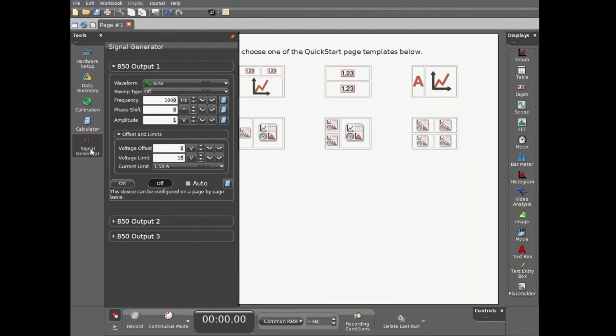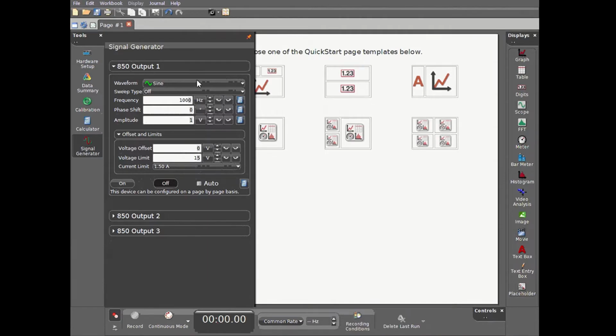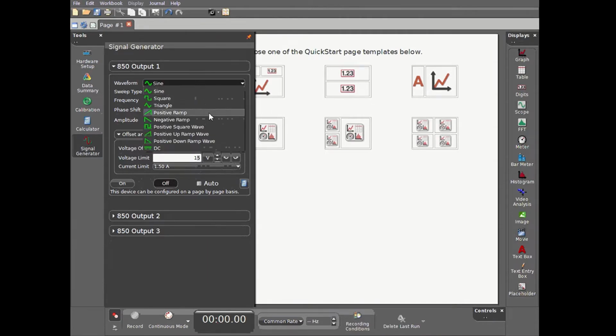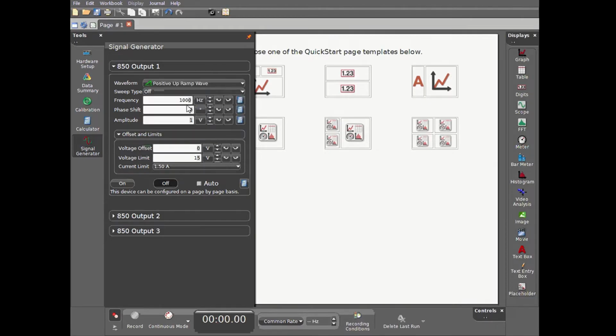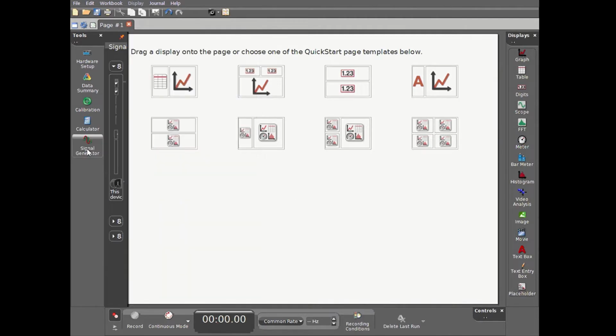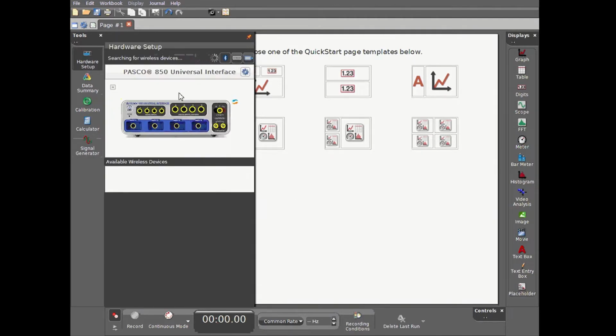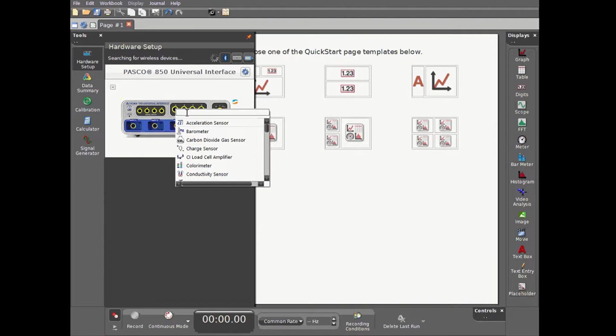Let's start with the signal generator and set output 1 to a positive up-ramp wave of a frequency 1 Hertz. And let's leave the amplitude at 1 volt and set this to automatic. We have to measure the voltage. So we are using a voltage sensor which is connected to channel A right here.